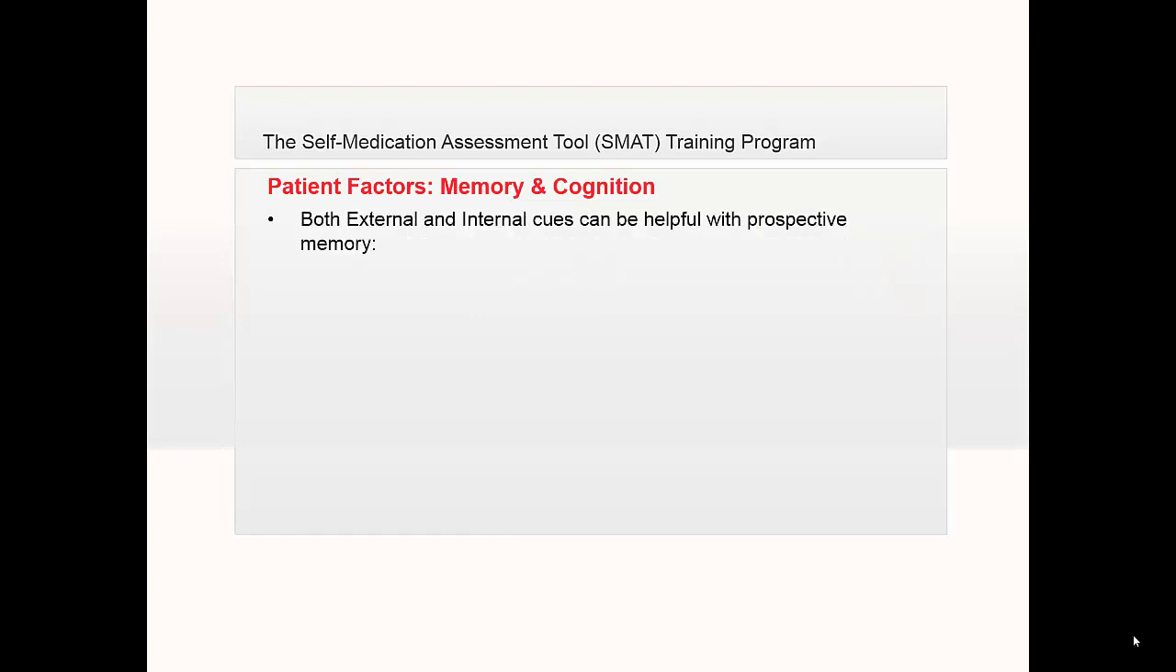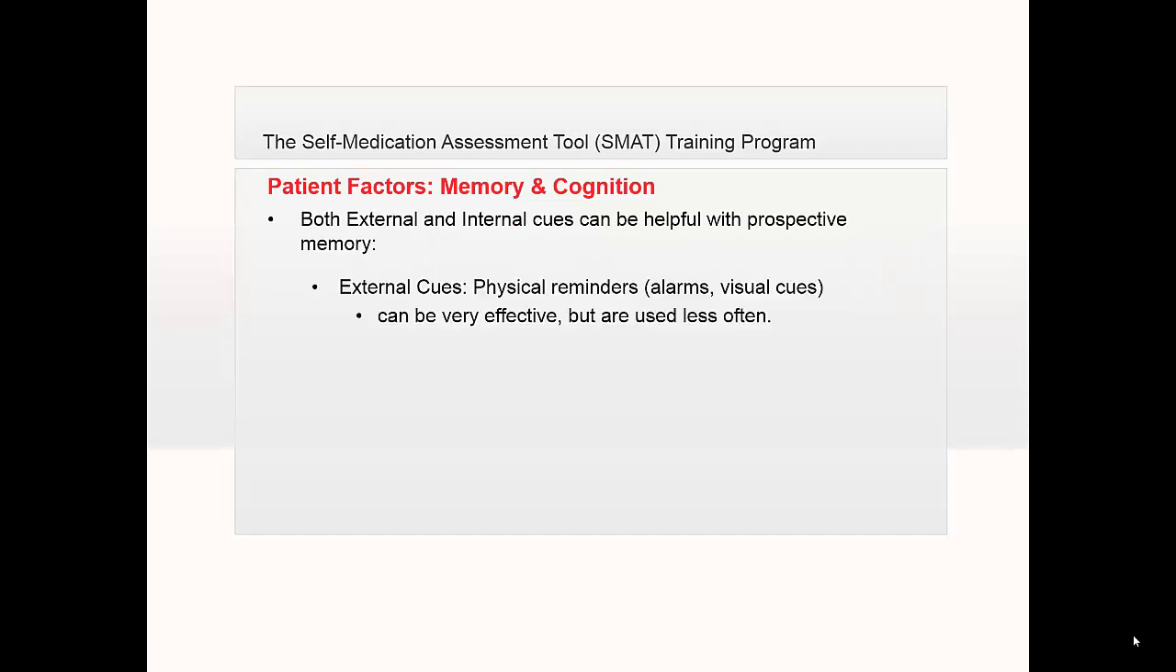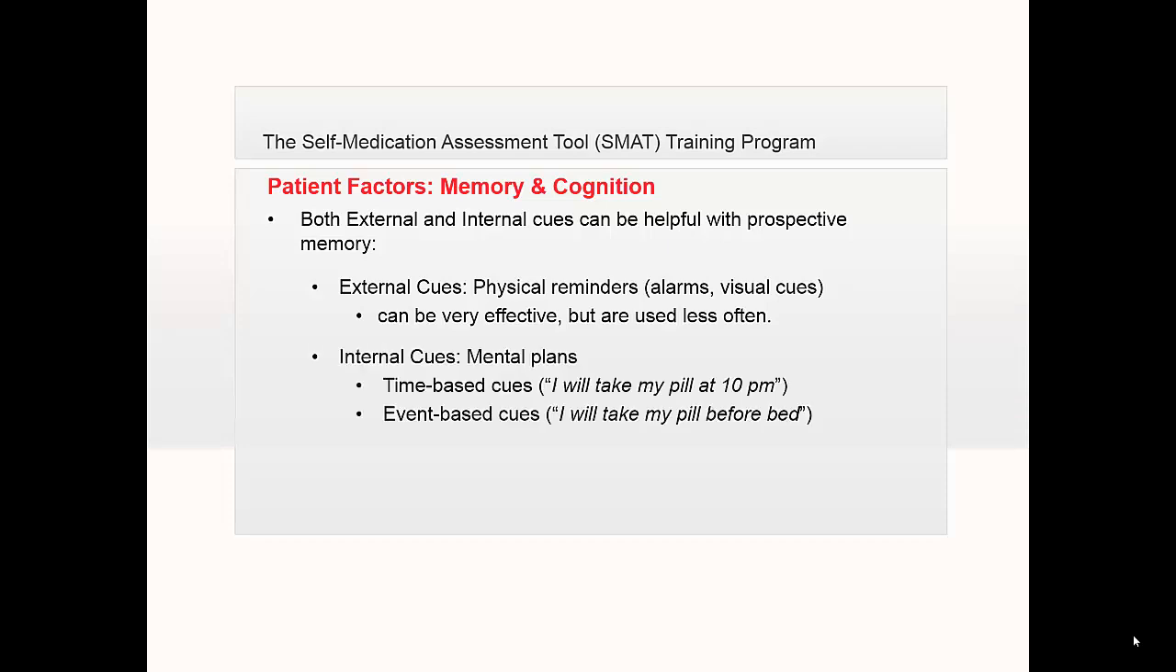Both external and internal cues can be helpful with prospective memory. External cues include physical reminders, such as alarms, and visual cues. These can be very effective, but are used less often. Internal cues, such as mental plans and activity, include things like time-based cues: I will take my pill at 10 p.m. Or event-based cues: I will take my pill before bed. Event-based cues are generally more effective, but sometimes not when the routine is disrupted.